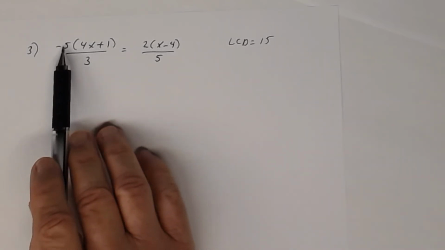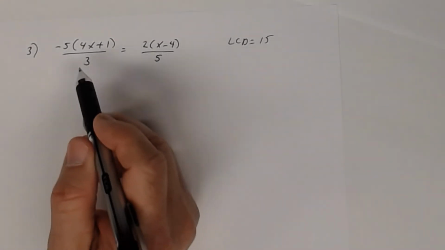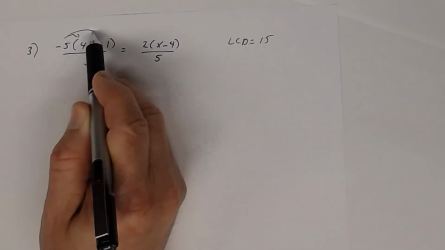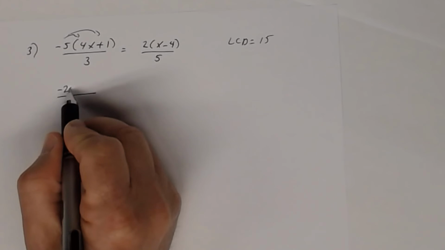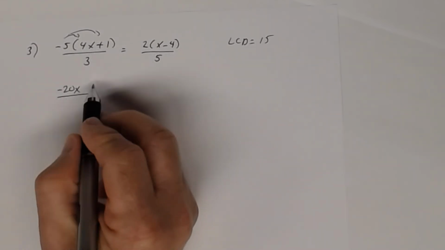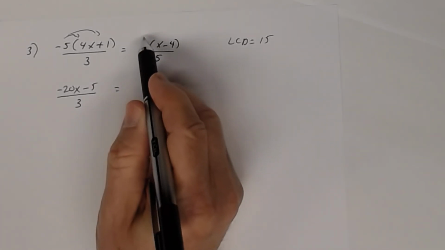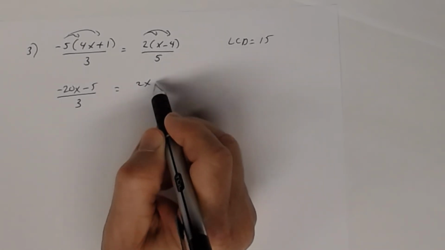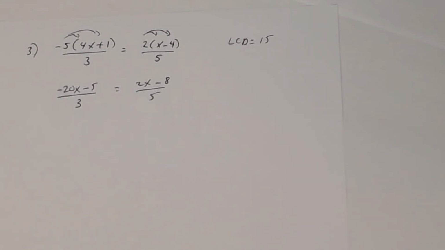Before I do that, just like in the previous problem, let's go ahead and clear those parentheses up here. So we're going to use the distributive property. Negative 5 times 4x, in my numerator will be a negative 20x, and a negative 5 times a positive 1 is a negative 5, divided by 3. Equal, over here, using the distributive property, I get 2 times x is 2x, subtract, and then 2 times 4 is 8, all divided by 5. Okay? All right, so that's the first thing I would have done. It makes things a little bit easier.